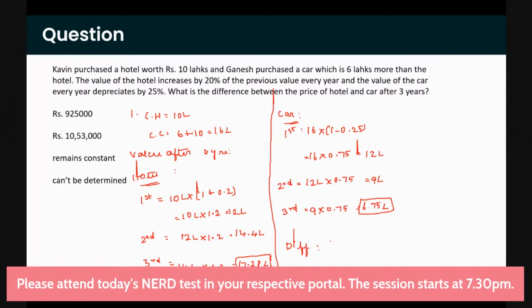Difference: price of hotel, which is 17.28 lakhs, minus car, 6.75 lakhs, which is equal to 10.53 lakhs. So this is our final answer. The difference between the price of the hotel and the car after 3 years is 10 lakh 53,000. Students, got it? Do you have any doubt?